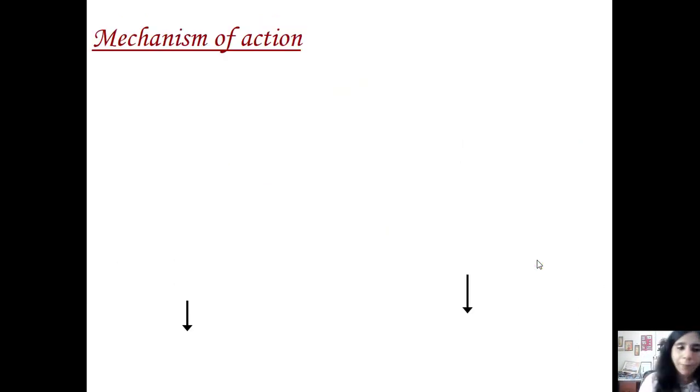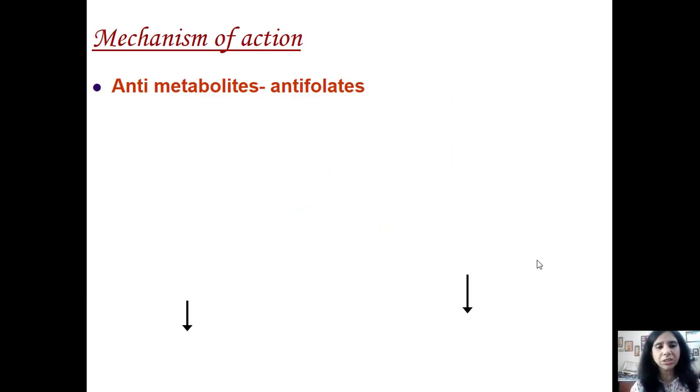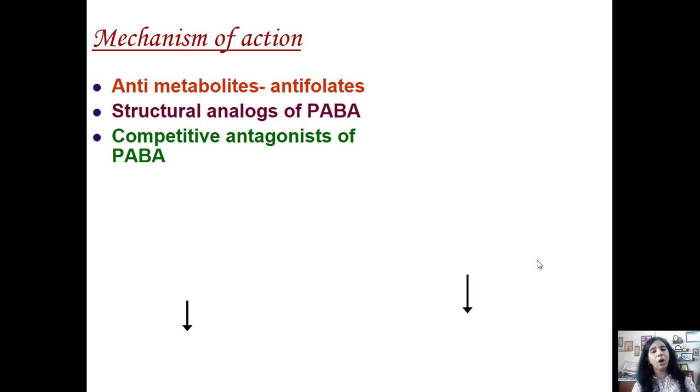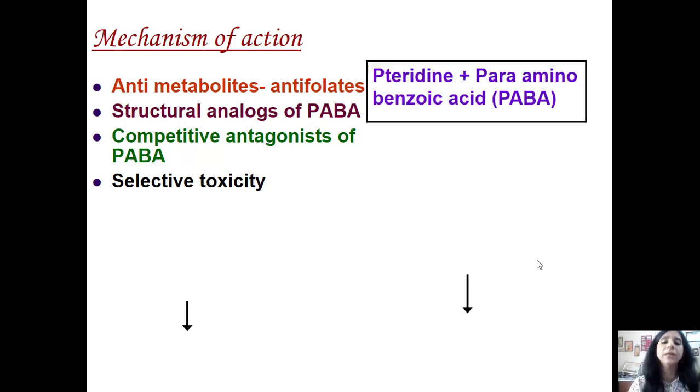Now coming again to the mechanism of action, I told you sulfonamides are antifolates in nature. They are structural analogues of PABA. They competitively antagonize PABA. They exert selective toxicity because humans don't have this enzyme, which is dihydropteroate synthetase. They just have the DHFRase, which is inhibited by trimethoprim and methotrexate. So this is what it is.